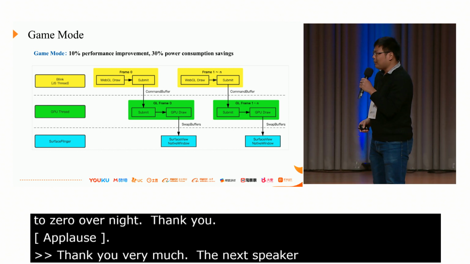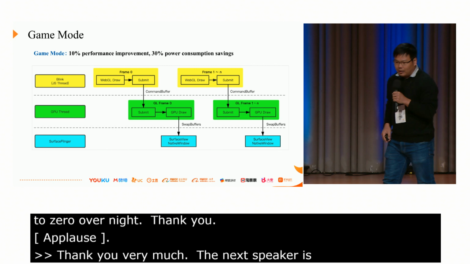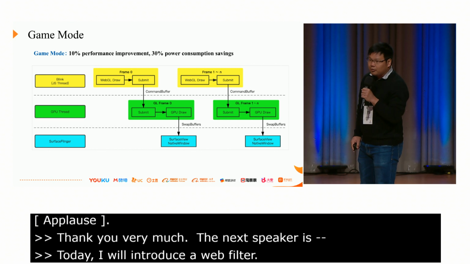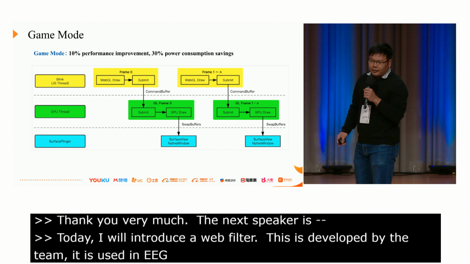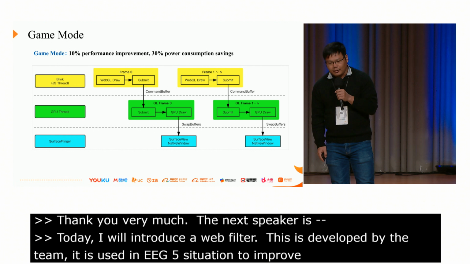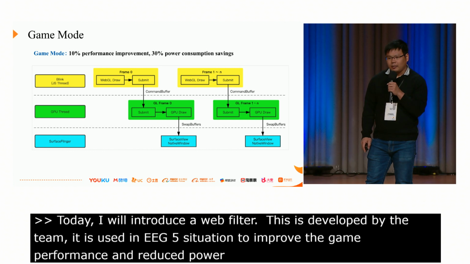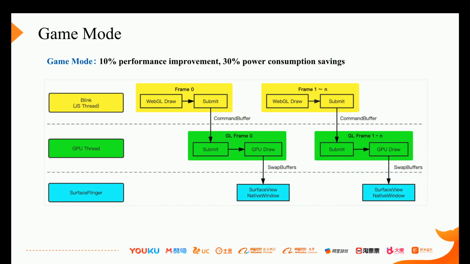I'm from UC Browser. Today I will introduce a web feature that makes games more efficient. This feature was developed by the UC Browser team, used in H5 game situations to improve game performance and reduce power consumption. We find that a lot of H5 games are full screen. They may use only one canvas element for WebGL to draw the game contents.